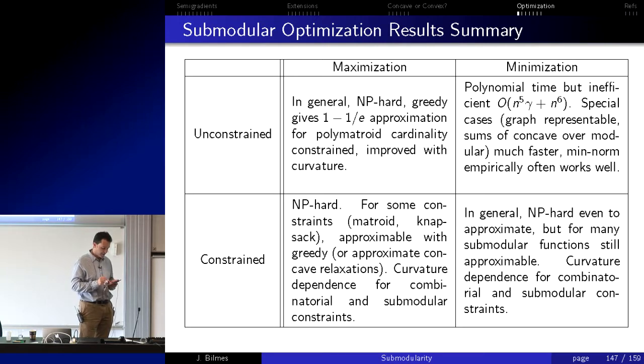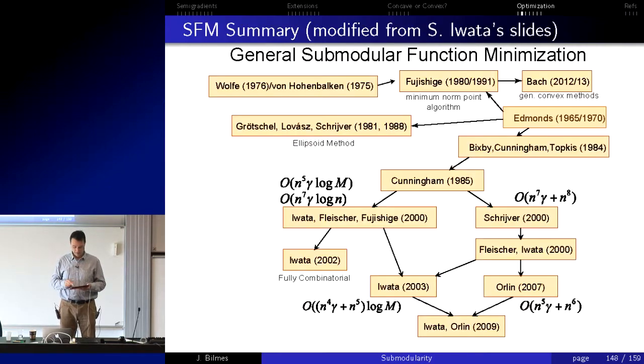And lastly, we've got constrained minimization. That in general is hard even to approximate. But many problems are still approximable. In particular, if you start talking about curvature dependence, as soon as curvature comes into the picture, if the function's not too curved, you do get a guarantee, as I will talk about.